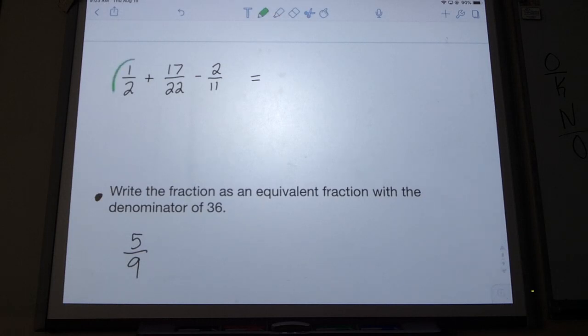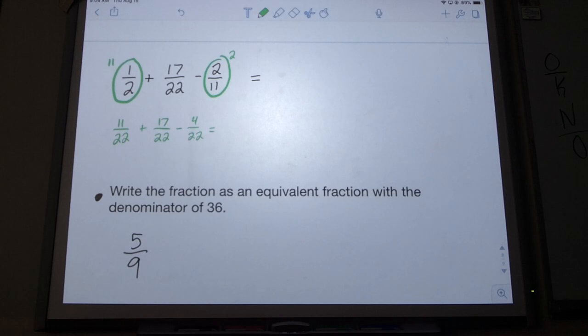What is this fraction going to be multiplied by? 11. So I might just do that real quick and then multiply top and bottom by 11. So 11 over 22. Okay, what about this middle part? Leave it, because it's already a 22. So plus 17 over 22. And then this last one, what is this going to be multiplied by? 2, because that 11 needs to multiply by 2 to get 22. So minus 4 over 22.